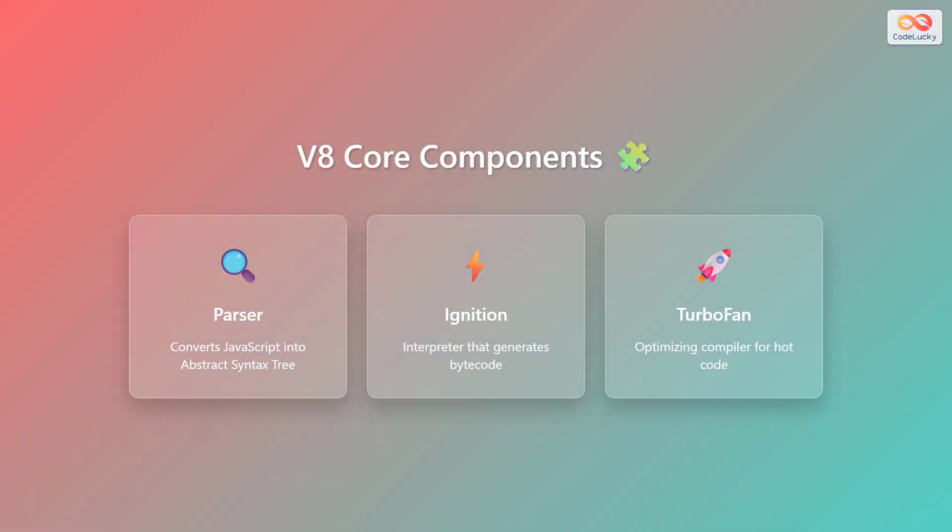The core components of V8 are the parser, Ignition, and TurboFan. Parser converts JavaScript into abstract syntax tree. Ignition is the interpreter that generates bytecode. TurboFan is the optimizing compiler for hot code.